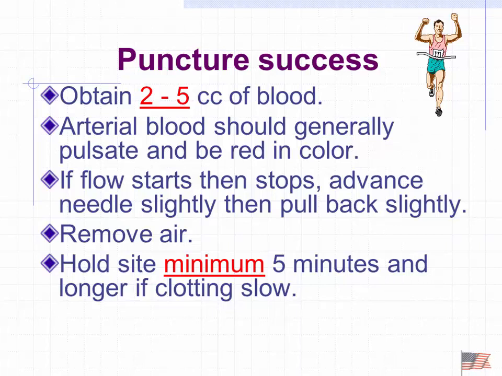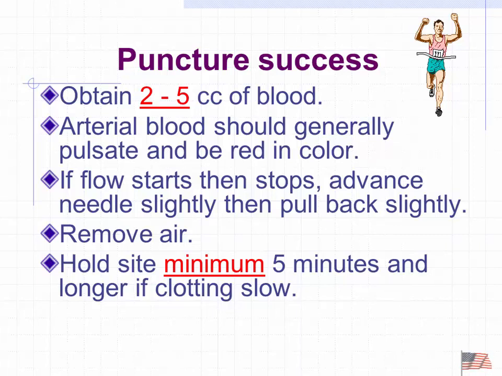What we're looking for, this says 2 to 5. 2 is more than enough for most blood gas analyzers. Most blood gas analyzers can actually do it on a whole lot less than that. But at least 2 cc's of blood. It should be pulsating up the syringe, and we should see this nice crimson red color in the process. If flow starts then stops, it may have just been barely into the artery, and sometimes just advancing a little bit will put it back into the artery cleanly.